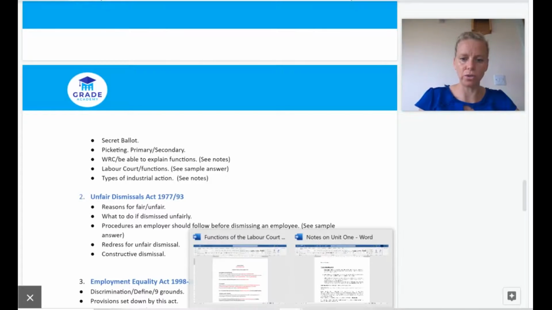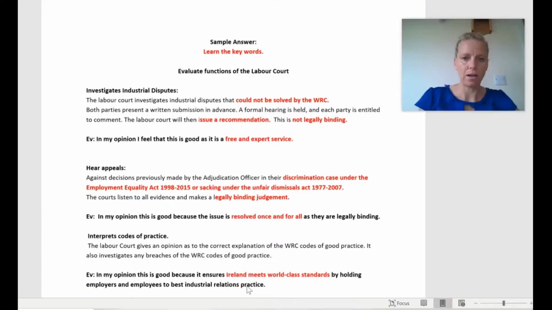I'm going to show you our functions of the Labour Court here. So if you can see, what I have here is learn your keywords, and I have your keywords in red. So we evaluate, we give our subheading, so investigates industrial disputes. All the words you need to learn there: this could not be solved by the WRC, issues a recommendation, not legally binding. And again, free and expert service.